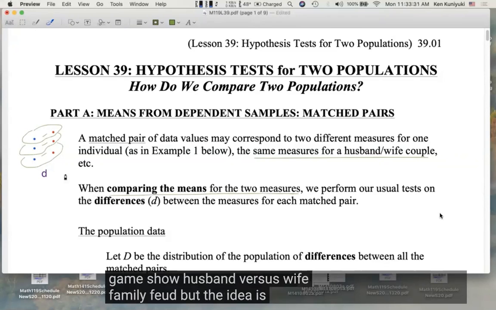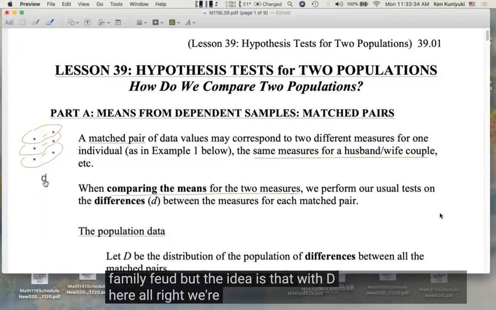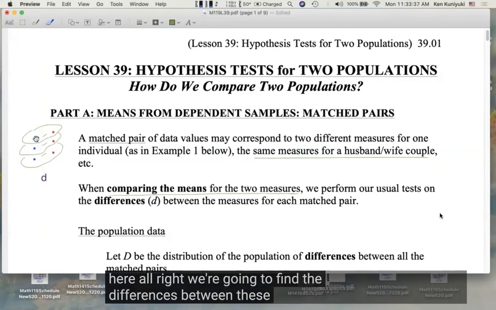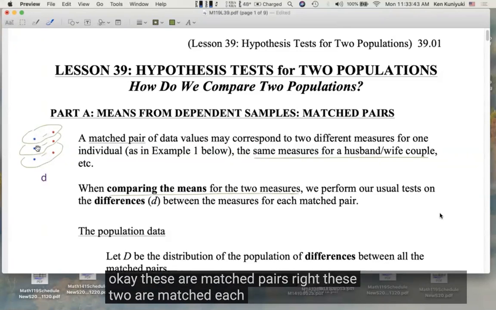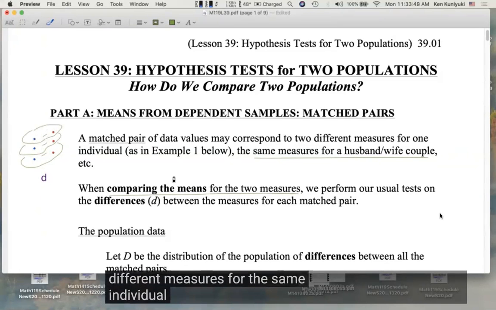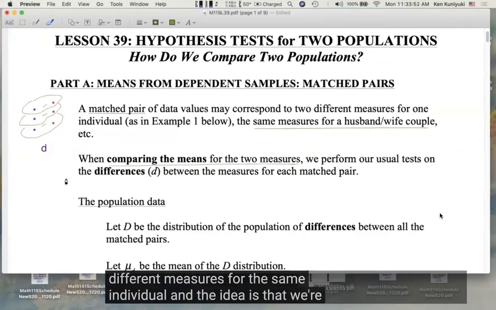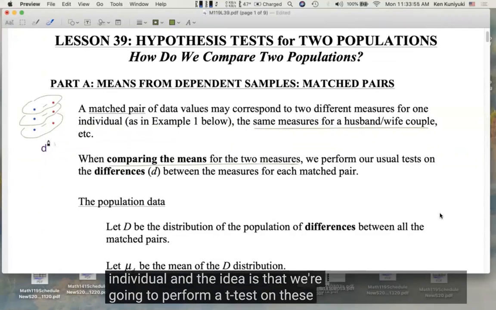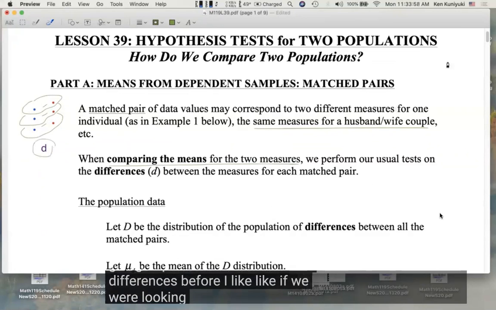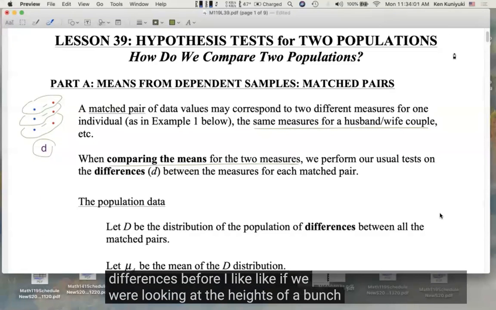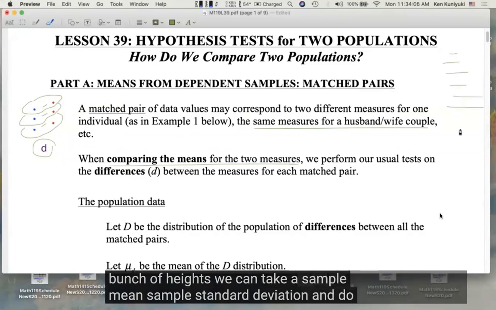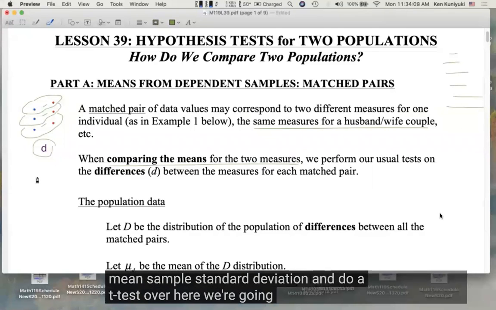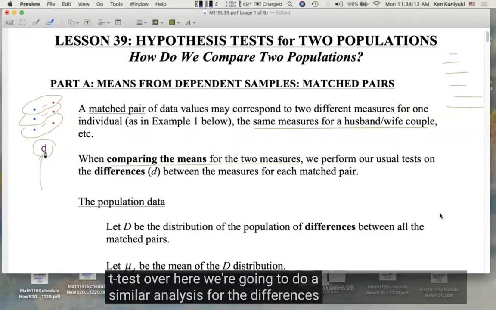All right. But the idea is that with D here, we're going to find the differences between these measures for each pair. Okay, these are matched pairs, right? These two are matched. Each blue dot and each red dot is matched. It's like a couple or different measures for the same individual. And the idea is that we're going to perform a t-test on these differences. Before, like if we're looking at the heights of a bunch of students in a class, we list a bunch of heights. We can take a sample mean, sample standard deviation, and do a t-test. Over here, we're going to do a similar analysis for the differences.